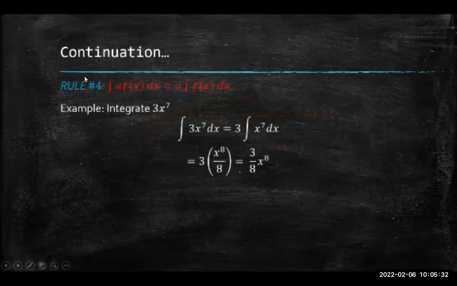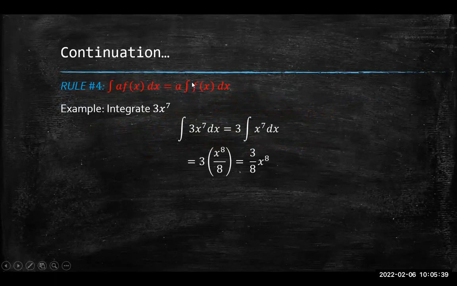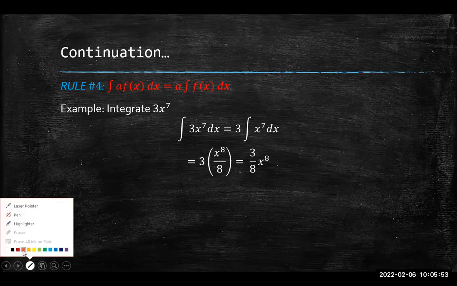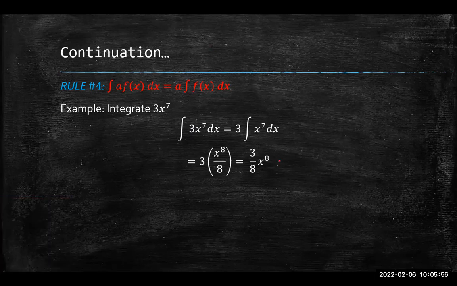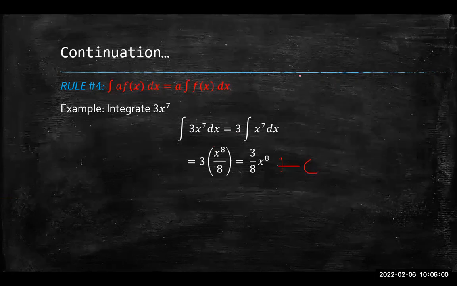So the fourth rule, what does the fourth rule say? Well, the integral of a f of x dx is the same as saying a, so whatever this value of a is, multiplied by the integral of f of x. So say they wanted you to integrate this expression, 3x to the power of 7. Yes, I can just apply the rule that I know. So don't be like me, right? This is plus c because we're doing indefinite integration. Remember that plus c. Do not be like me, put your plus c.